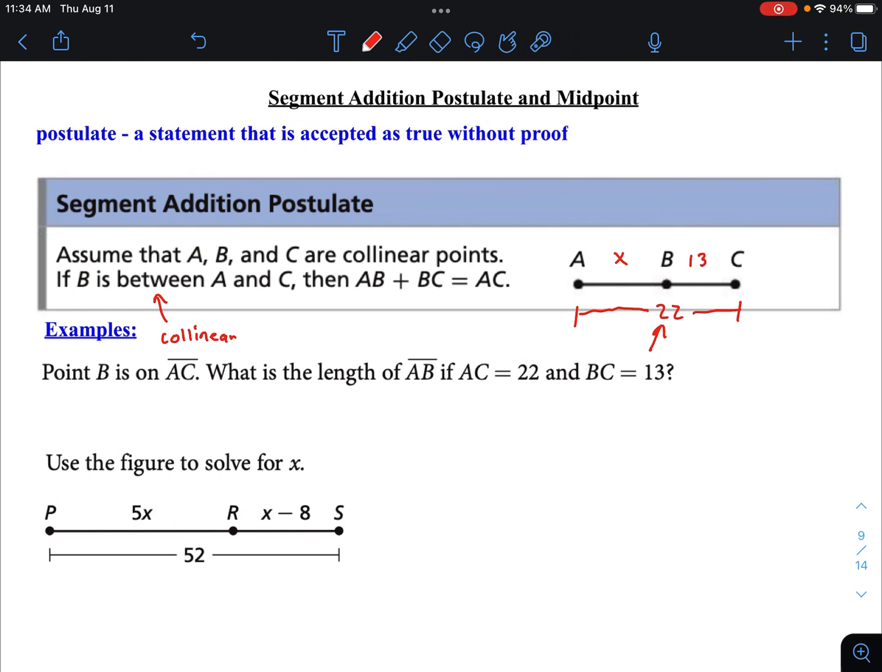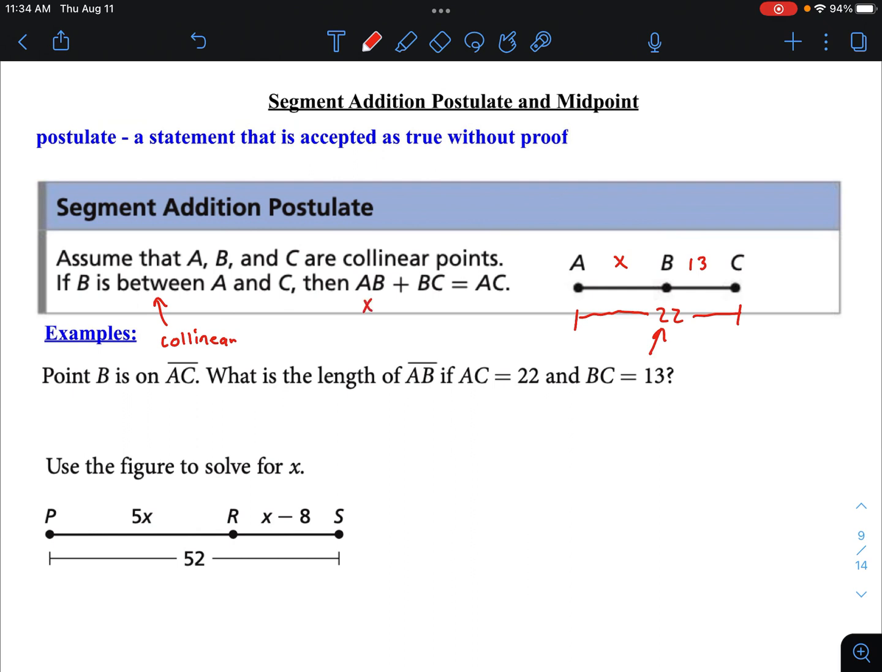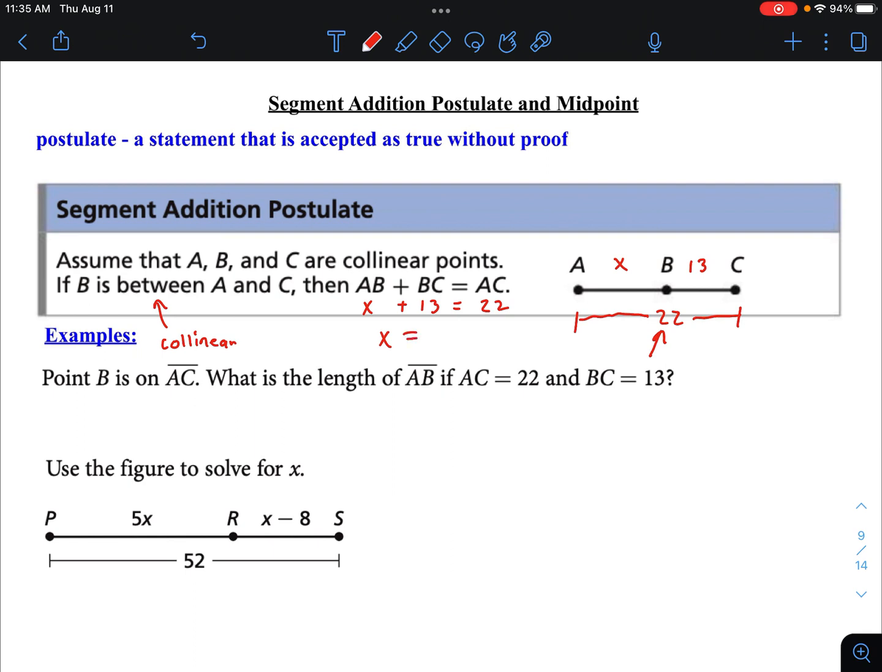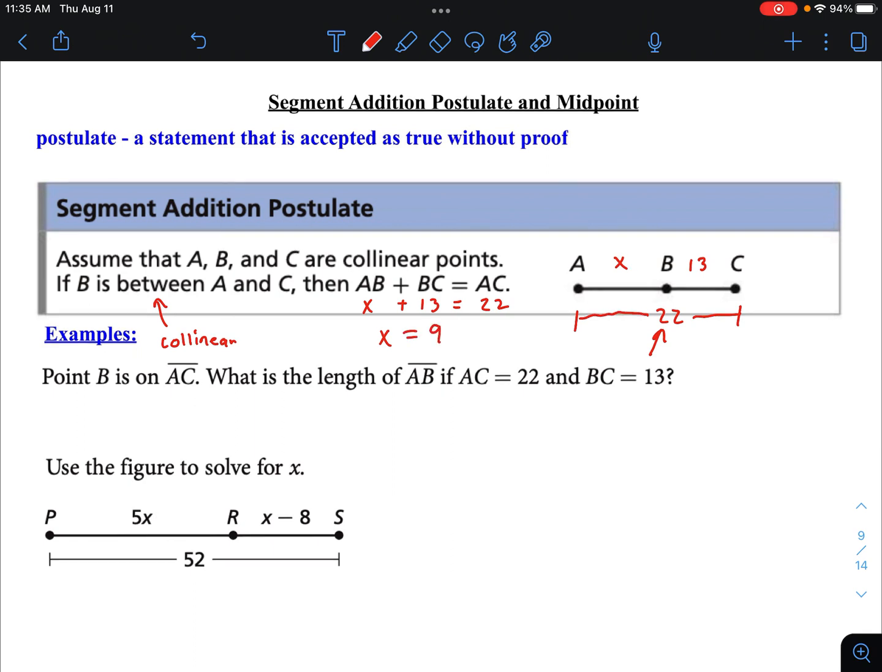And using our segment addition postulate, AB, which we called X, plus BC, which we called 13, equals AC, which was 22. And we're just going to do a little algebra here. Subtract 13 on both sides, and we will get X is equal to 9. Meaning our answer to this problem, AB, is also 9.